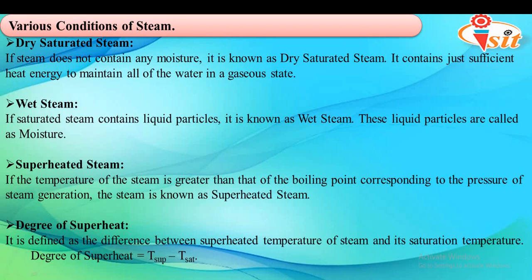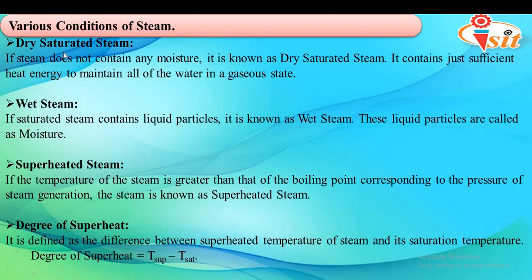Now let's see what the different types of steam are, or what the various conditions of steam are. In the previous slide we discussed how the formation of steam takes place, right from ice at -10 degrees Celsius. We have converted it into superheated steam. So let's see the different types of steam now. First is dry saturated steam. If we consider any point on the saturated vapor line, we can call that steam dry saturated steam.